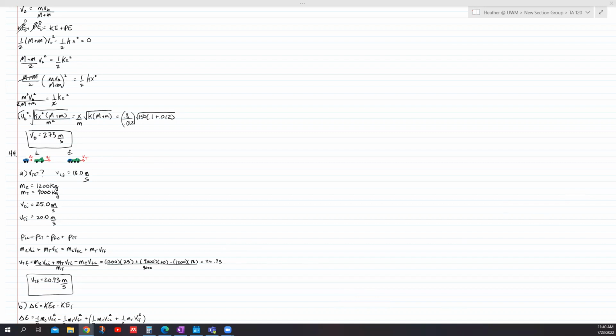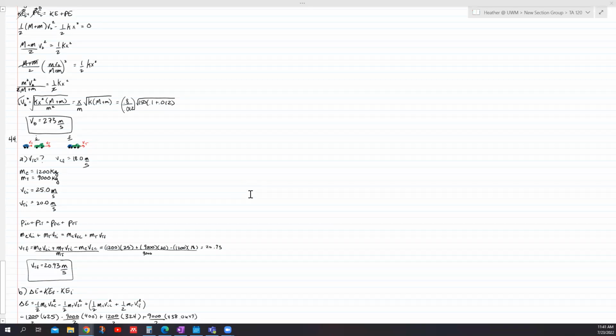So we have a 1,200 kilogram car traveling at a speed of 25 meters per second, crashing into a 9,000 kilogram truck, also moving on what we would say is the horizontal axis or the x-axis, with a v equals 20 meters per second. The velocity of the car right after the collision is 18.0 meters per second. So we're looking for the final velocity of the truck. We know the final velocity of the car. We know the mass of both. We know the initial velocities of both.